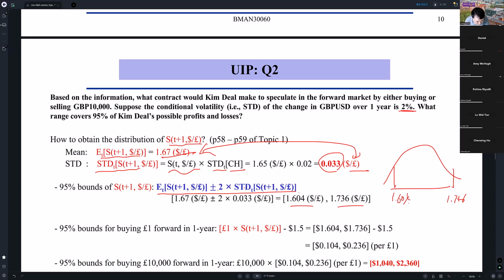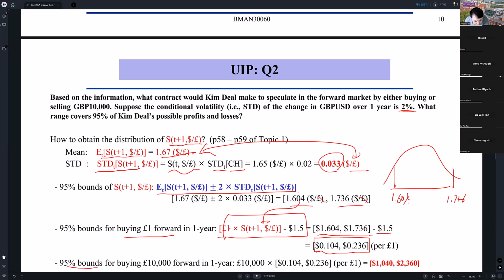And then we have to compute the 95% bound for buying 1 pound forward, which looks like this. How? You just plug this bound into this. So the pound will be canceled, and you're going to get 1.604 as the lower bound and $1.736 as the upper bound. And you have to subtract 1.5 from both. So finally, we get the 95% bound for buying 1 pound forward.